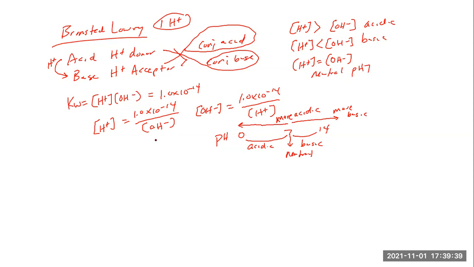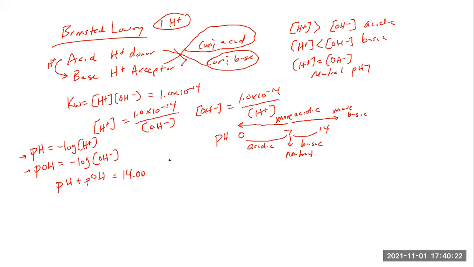One way to determine if something's acidic, basic, or neutral is to calculate the pH, which is equal to minus the log of the H plus concentration. We also talked about a similar scale, pOH, which is minus the log of the OH minus concentration. The relationship between these two is that pH plus pOH equals 14. So if you know the OH minus concentration, you could get the pOH and then subtract from 14 to get the pH without even using the Kw equation.